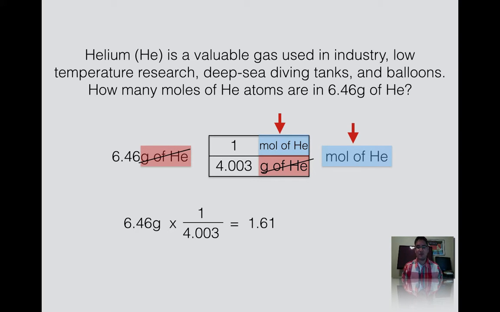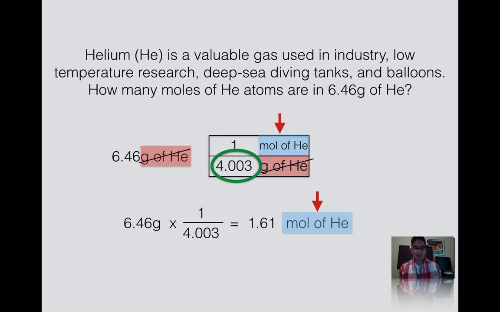And that leaves me with 1.61 moles. Okay, and that's it. I've achieved my goal. Now, one thing to consider, and hopefully this makes sense to you, but 1 mole of helium is 4 grams. So it stands to reason that if I look back to my given, I have 6.46. That's just a little bit more than my 4 grams of helium. So then I know that I'm going to have more than 1 mole, right?